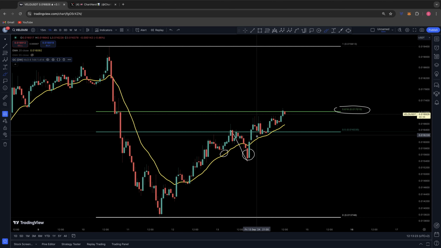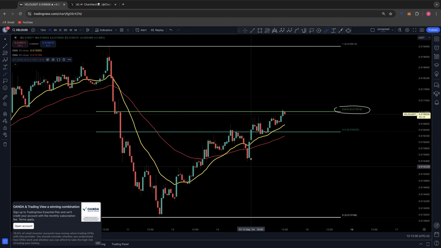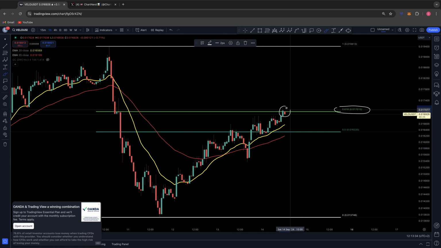So for me right now, we have had the bullish cross, we have had a retest on the mid band of the Gaussian on the 1 hour, and we have come up to a key level of resistance. So right now it's just about tackling this 0.618.